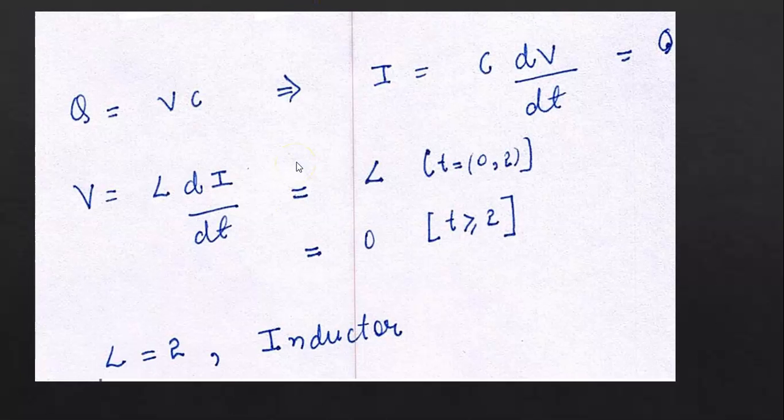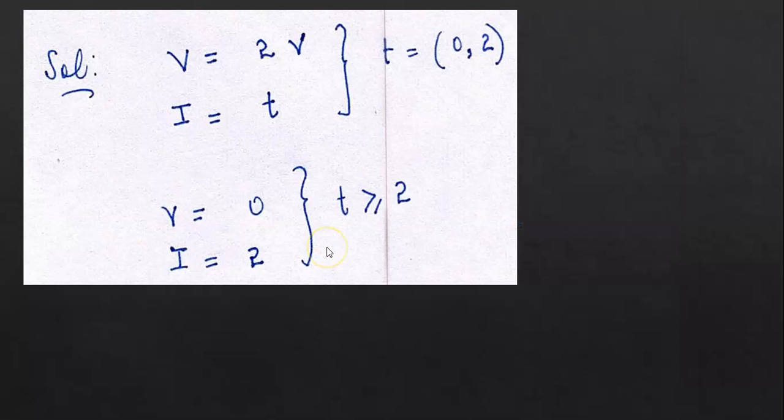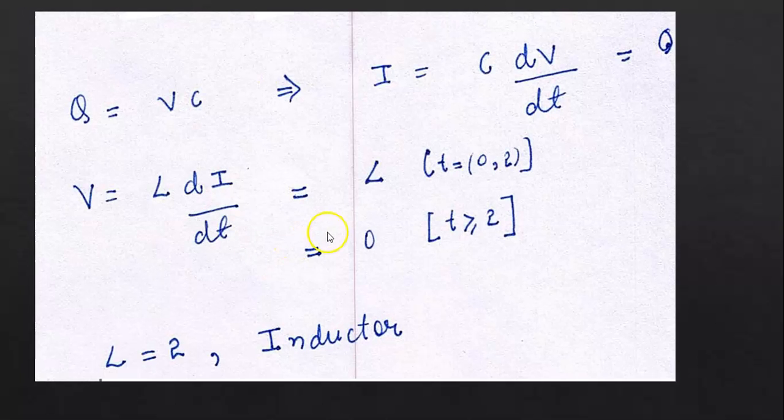Now we check for the inductor. For inductor V = L di/dt, and now i = t for 0 to 2 seconds, so V = L for 0 to 2 seconds and equal to 0 beyond 2 seconds, and that is true. So the circuit element is an inductor and its value is equal to 2.